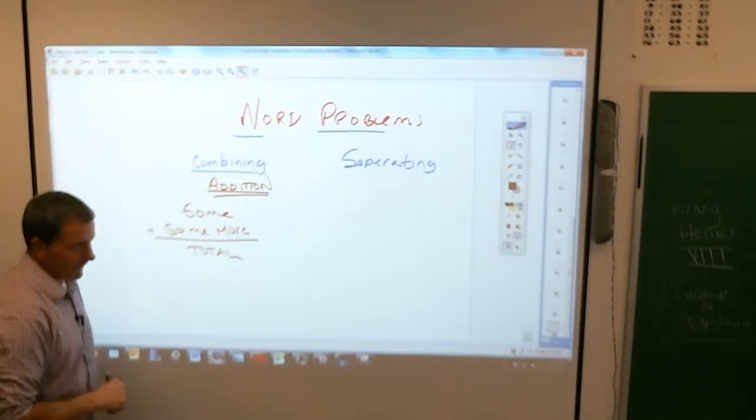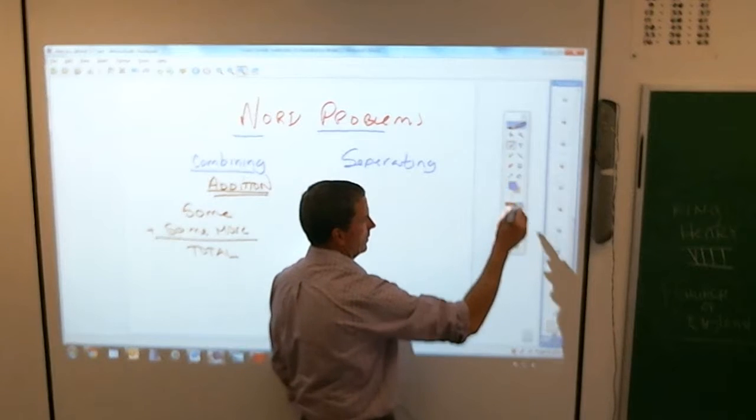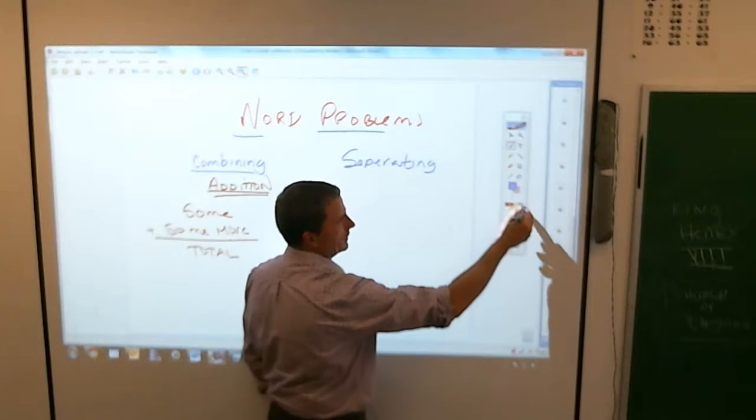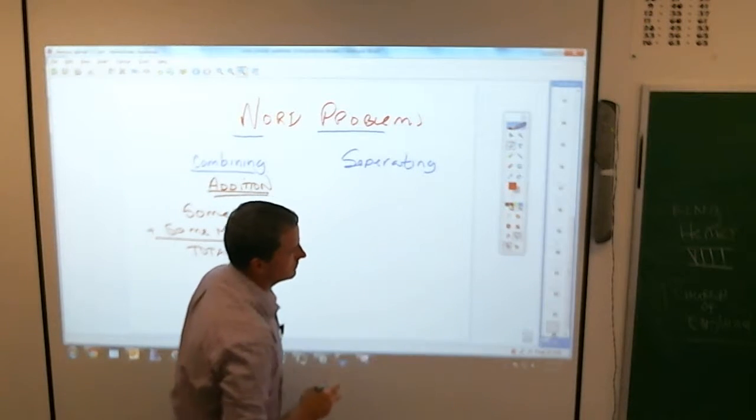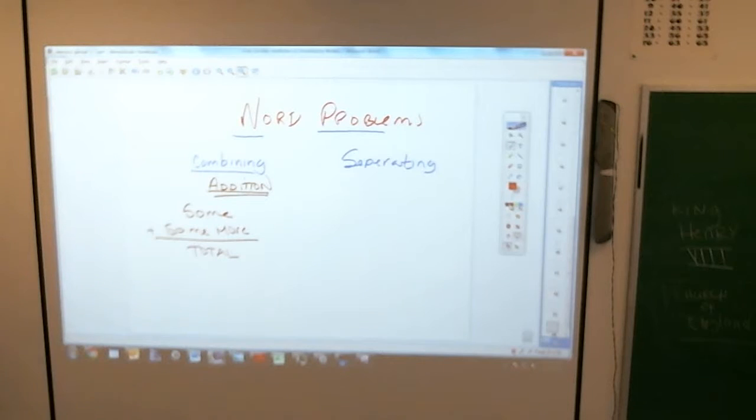Where if you separate some things, there are 21 sixth graders total. When you separate the boys from the girls, how many girls are there? 12. There are 12 girls. How many boys are there? What type of problem would that be? That is a subtraction pattern, which looks like this.